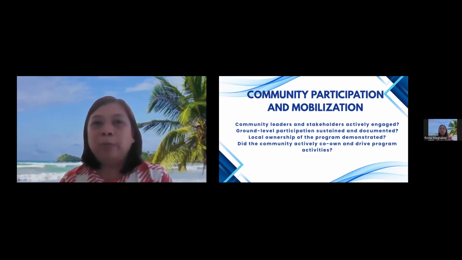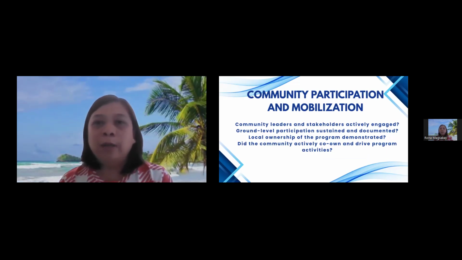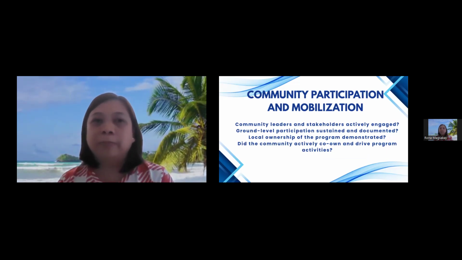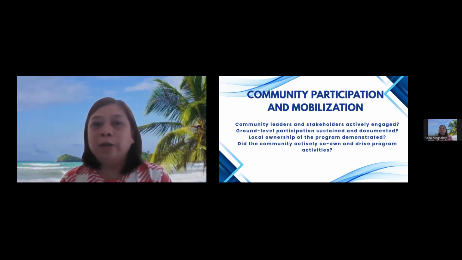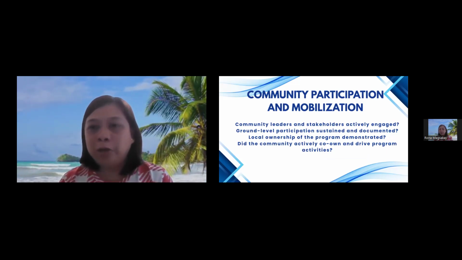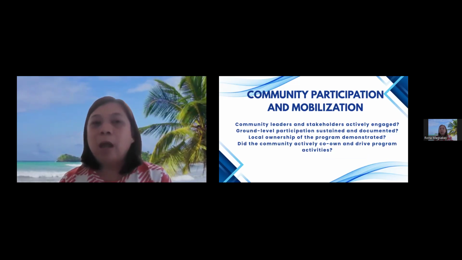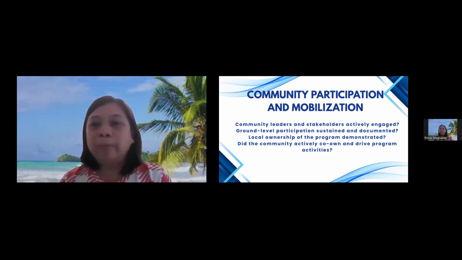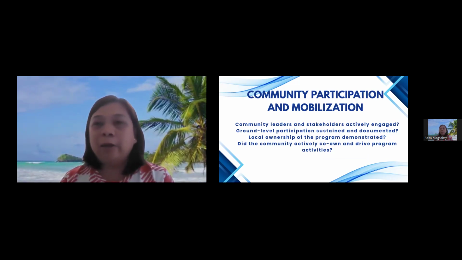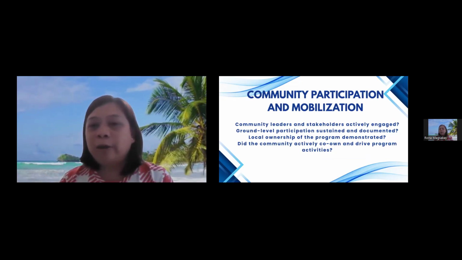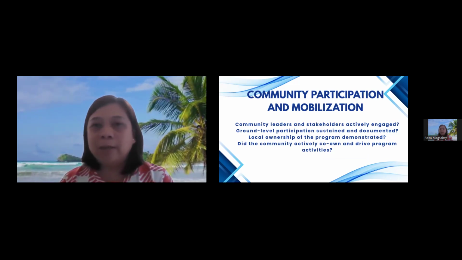Other components of this framework is the community participation and mobilization. Community leaders and stakeholders must be engaged. Ground level participation sustained and also documented. Local ownership of the program demonstrated. And another question is, did the community actively co-own and drive program activities?